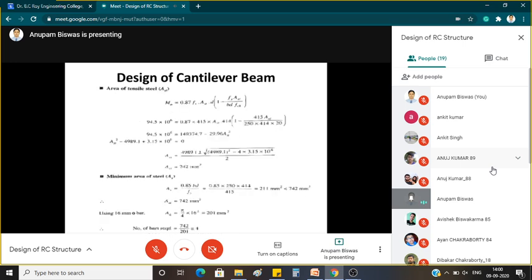We have to calculate the area of tensile steel. Okay, so to calculate the area of tensile steel, we know the formula that Mu is equal to 0.87 Fy into Ast into d multiplied by 1 minus Fy Ast by b d Fck. So all the values are known except Ast. So from this equation, we will find the value of Ast. Okay.